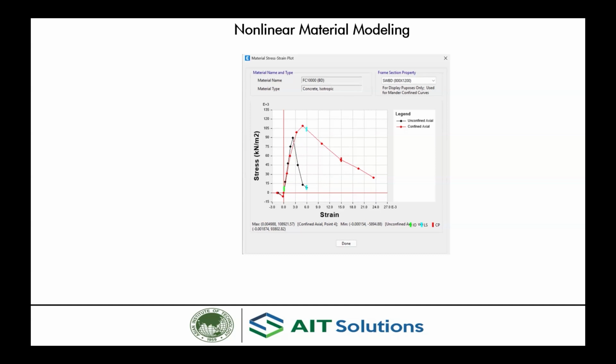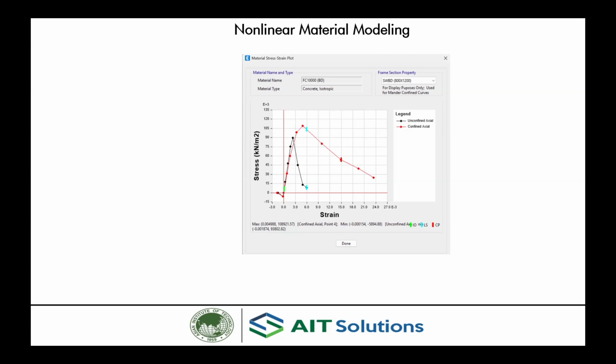So in this slide, you can see there are two curves. One is the black curve, which was the unconfined stress strain curve. And then you can see at the top, we have linked it to a frame section property here. Using the reinforcement information in that frame section property, the program automatically calculated the confined stress strain for us. So this saves you the time of having to go back and calculate the confined stress strains by yourself if you want to provide them in the model for fiber sections.